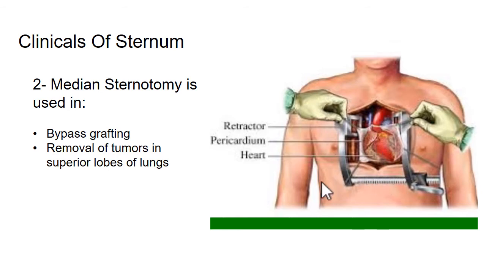The flexibility of ribs and costal cartilages enables spreading the halves of the sternum during procedures requiring median sternotomy. The procedures which require median sternotomy are coronary artery bypass grafting, which in common language we call bypass surgery of the heart. The second one is exposure for removal of tumors in the superior lobes of the lungs.